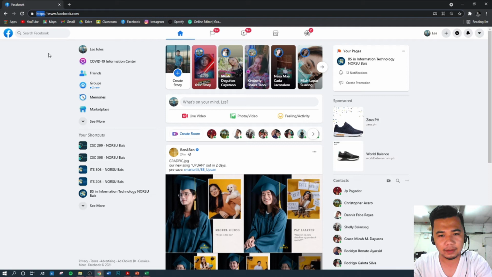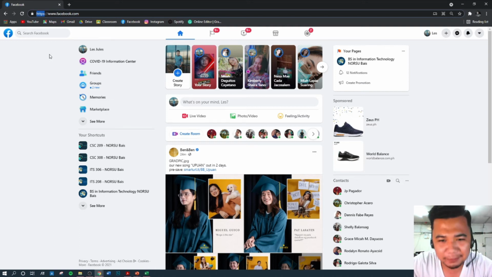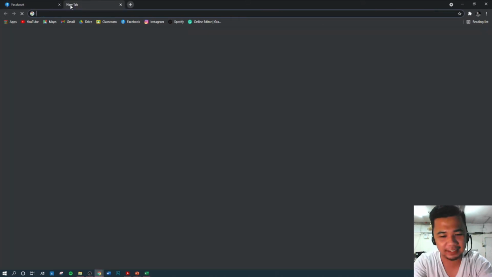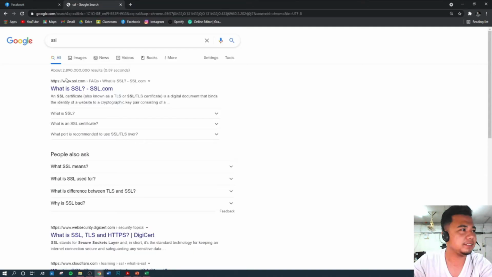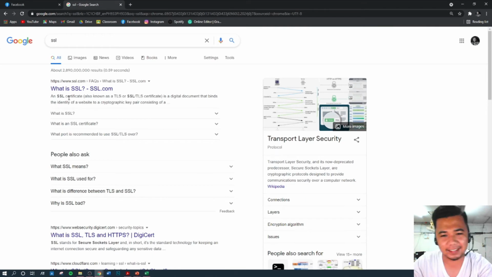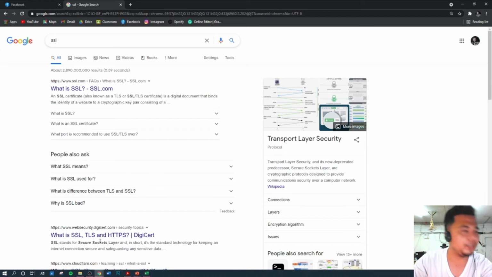The S stands for SSL, or it is a secured... I forgot what SSL means, so let's just check it. Okay, it's an SSL certificate. Secure Sockets Layer. All right, it's a Secure Sockets Layer. Basically, it is just a way of making sure that the website is secured. Okay. All right, let's proceed.